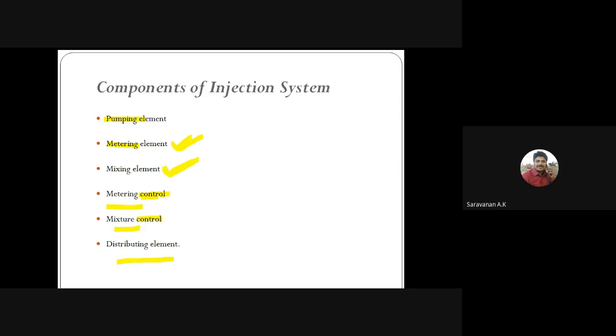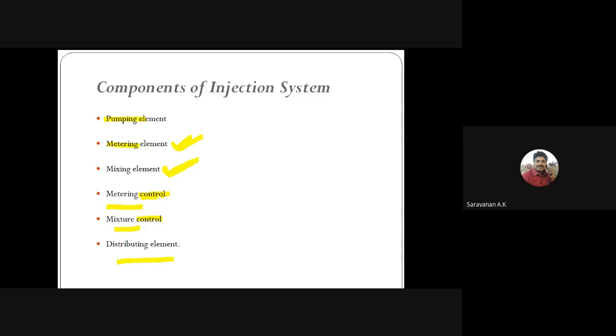And the second one is the metering element. We have to measure and supply the fuel at the rate demanded by the engine at various conditions. Depending upon the load and the speed conditions, the engine requires a different air fuel ratio. So the metering element measures and supplies the different air fuel ratios.